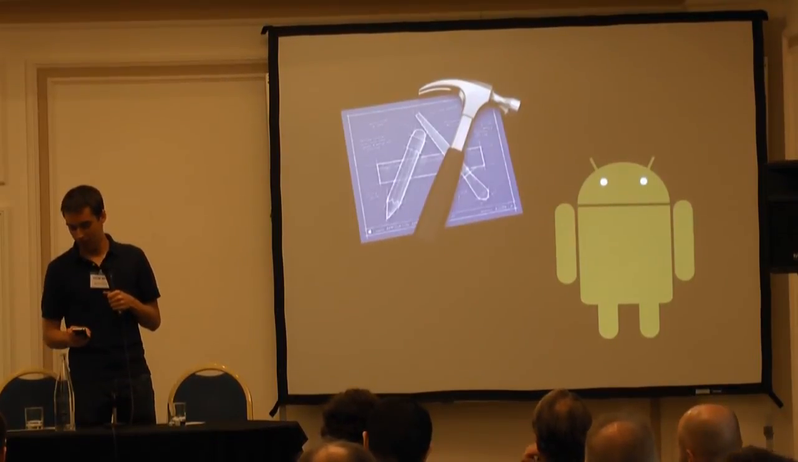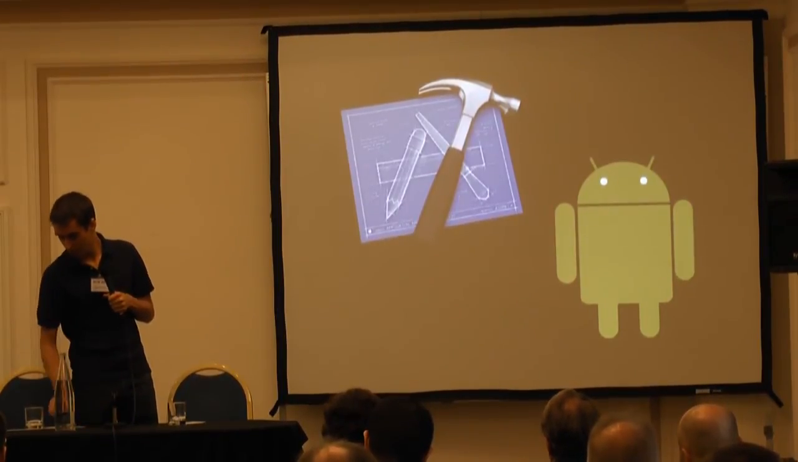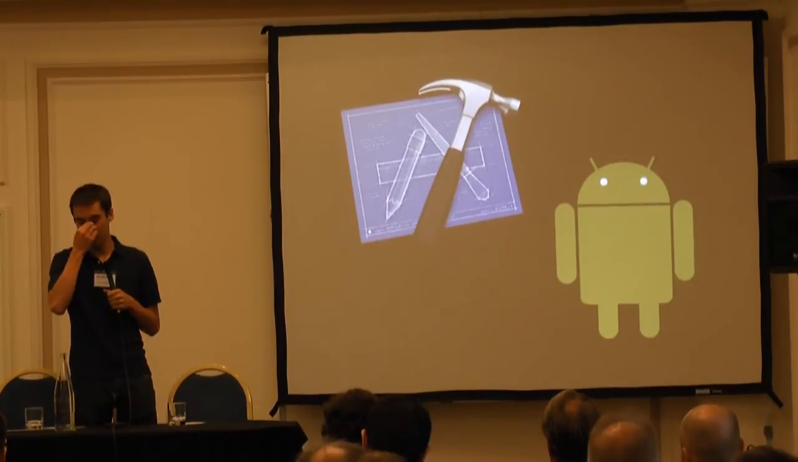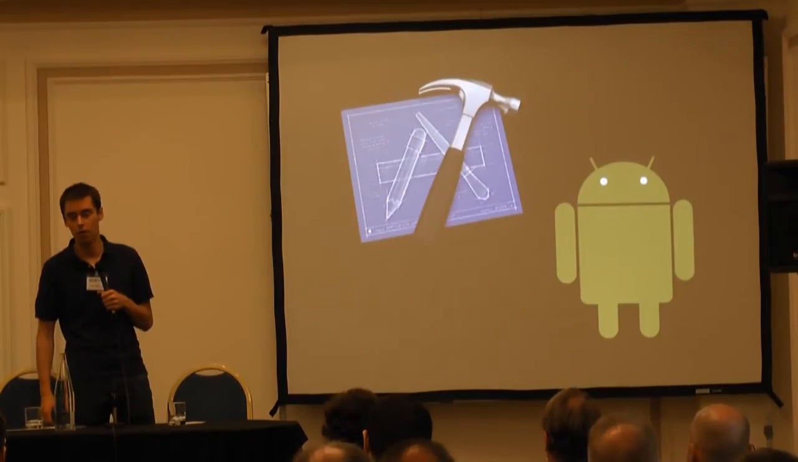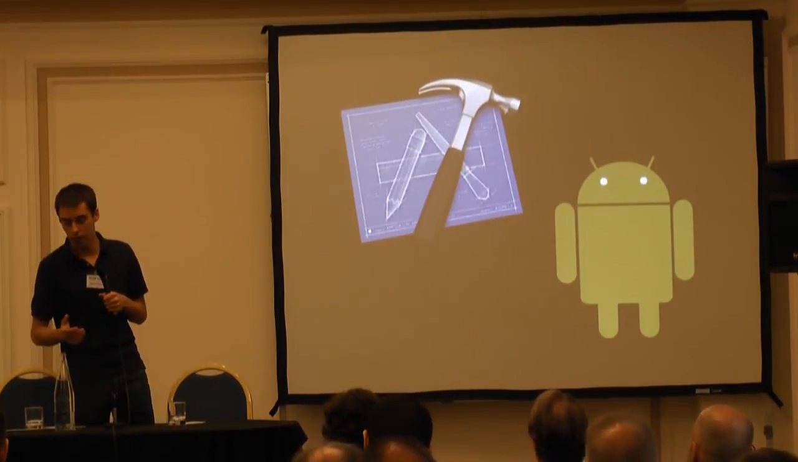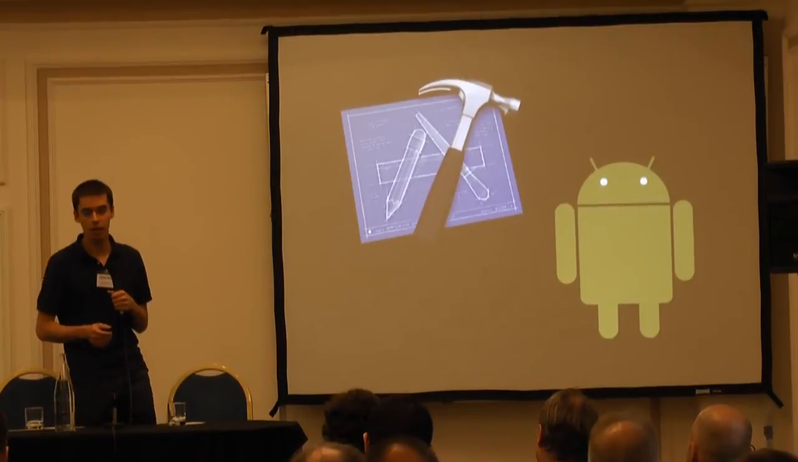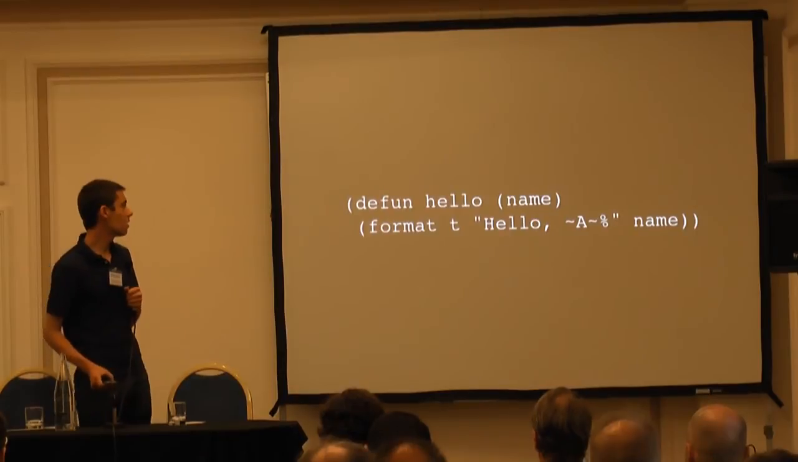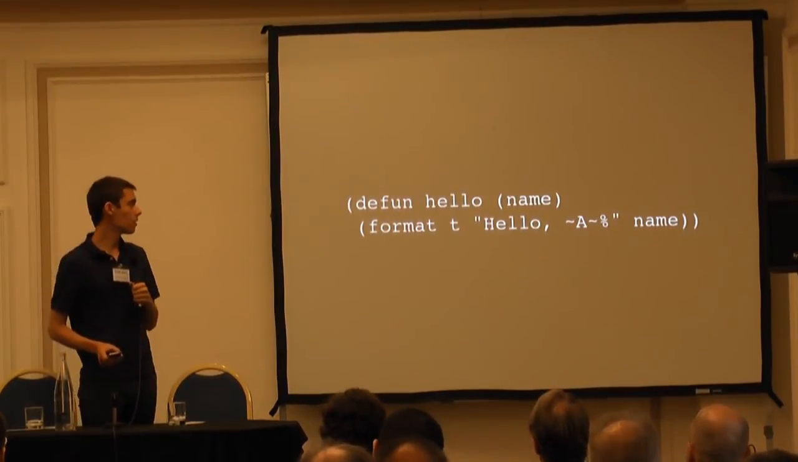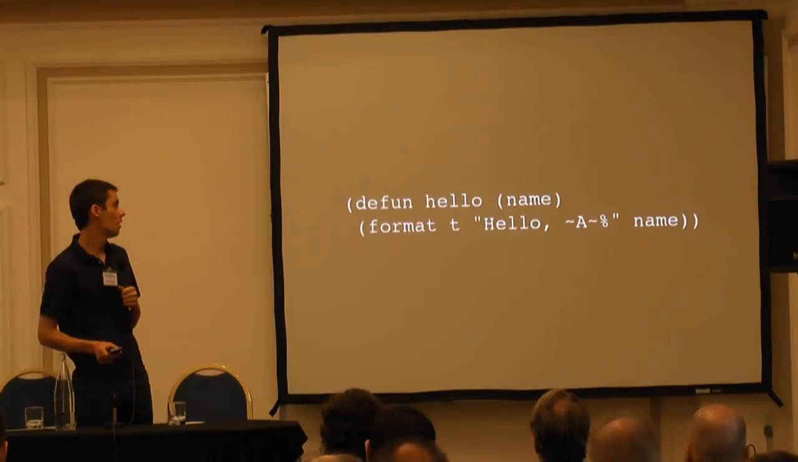So let's make an app. So the first thing within Mocl, you need to create an empty project in Xcode or the Android developer tools. This serves as the skeleton of the application. I've got a simple function here, hello world kind of thing. It just takes a single argument called name and prints to standard out hello name.